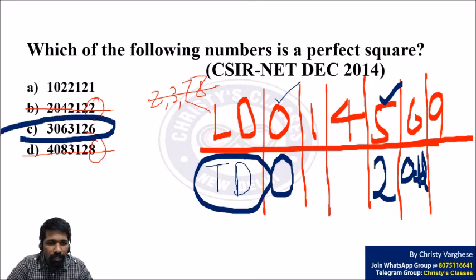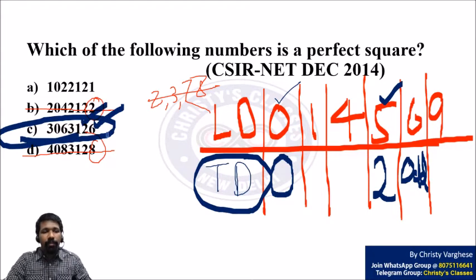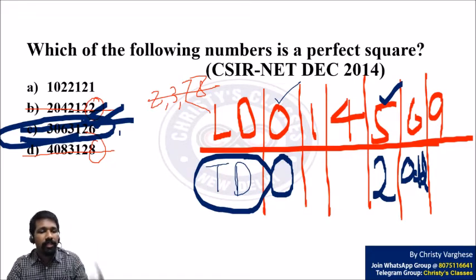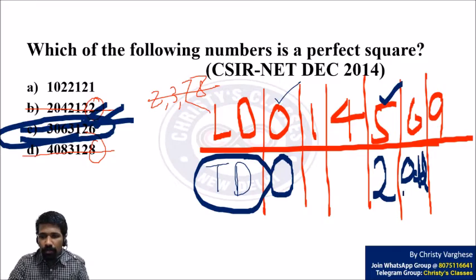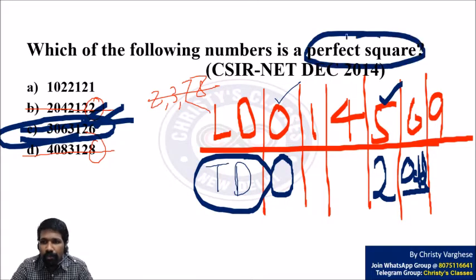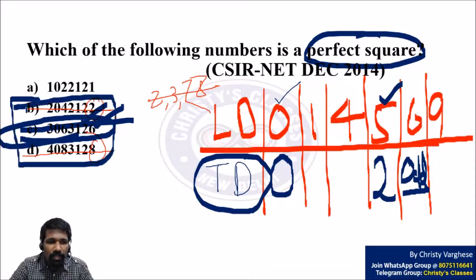But option C is violating that. Because 6 is in the last digit, but the tens digit is an even number, 2. That cannot be a perfect square. Numbers ending in 26, 46, 66, 86, 06, all these cannot be perfect squares at all. So if it is 6 in the last digit, the tens digit should compulsorily be an odd number if it is a perfect square. And that is the reason we can eliminate 3 options. B, C, D options can be eliminated. So option A is the answer.